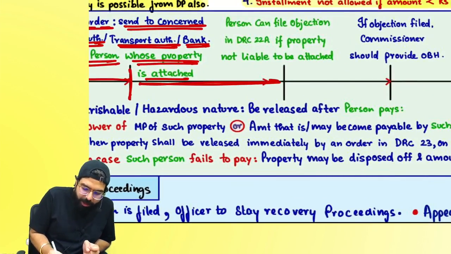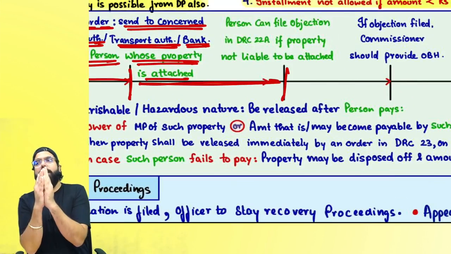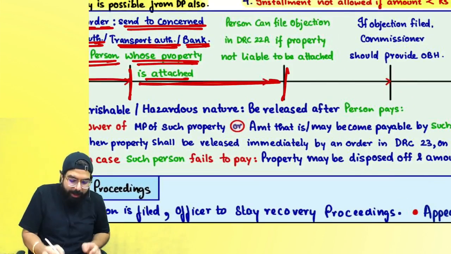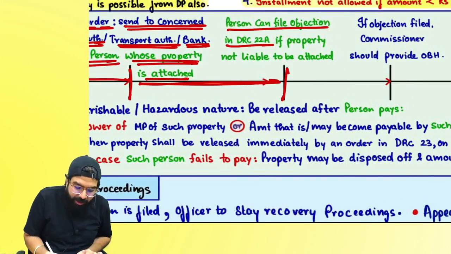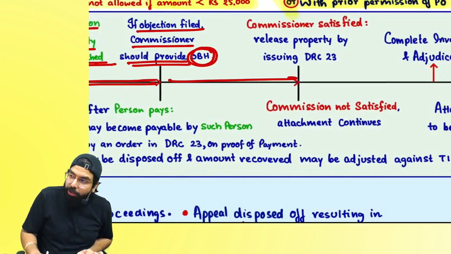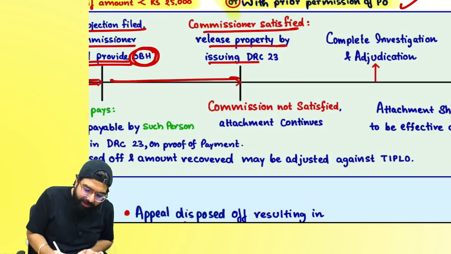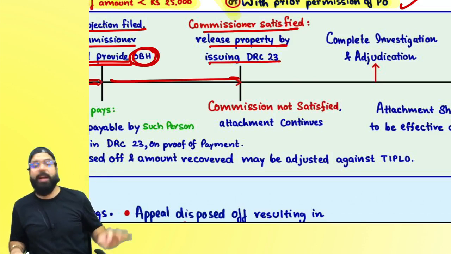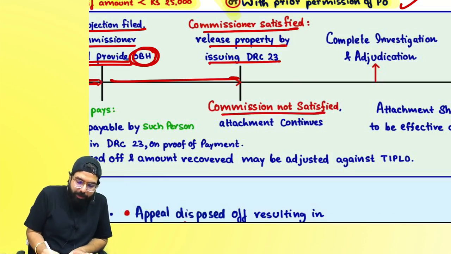Always remember one thing: once your property has been attached, you can request the officer that in DRC 22, a person can file an objection if the property is not liable to be attached. If an objection is filed, the proper officer will give you an opportunity of being heard. After hearing you, if the Commissioner is satisfied, he will release the property and issue DRC 23. But if the officer is not satisfied, the attachment will continue.